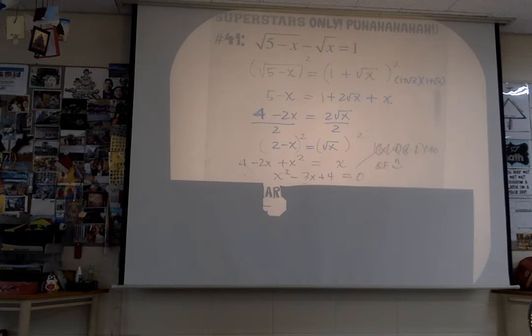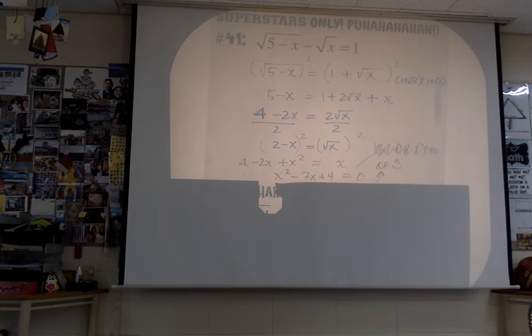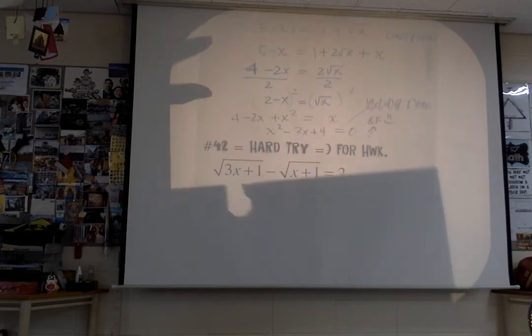Let's just make sure that I did all my math correctly here. 4 minus 2x plus x squared. Yep, that's right. Okay, so let's make sure that I got this guy correct. 4, yep. Minus 3x plus 4. Yep, that's right. Okay, so you guys, use the quadratic formula and get your solutions, okay? Let's try another one here. Ready? So you guys, let's try a hard one.